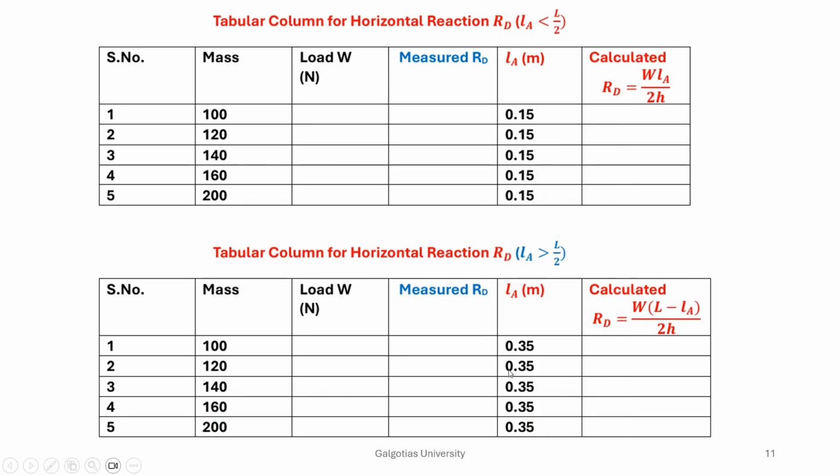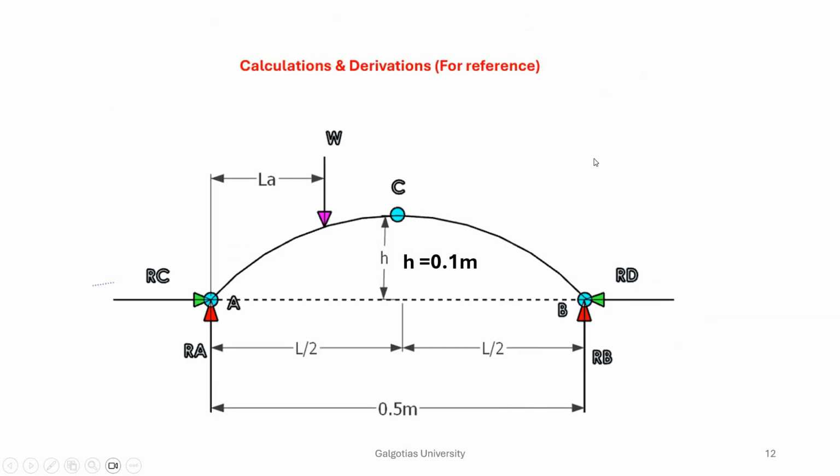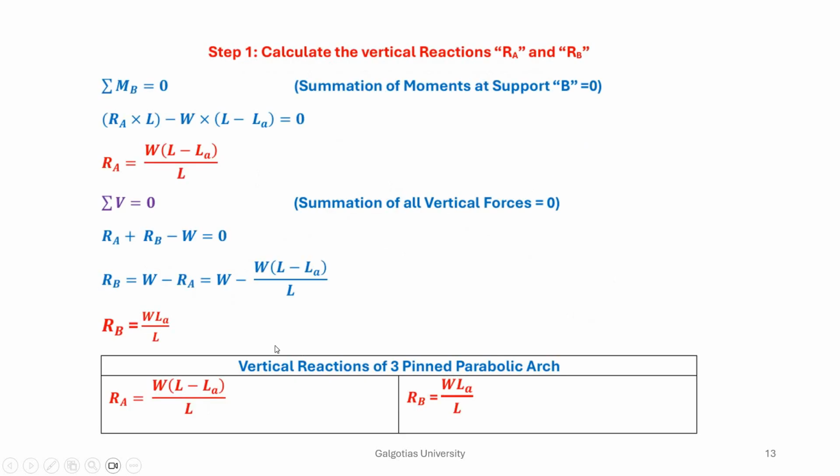Now, these are the tabular columns used by the students, and this is the measured RD, which is obtained from the experiment, and this is the manually calculated value, which is obtained from the manual calculations. The student also uses an Excel sheet for generating the manual calculations. Now, these are the derivations for the reference to the three-pin arch, and you can see that RA and RB are derived from the usage of equilibrium equations.